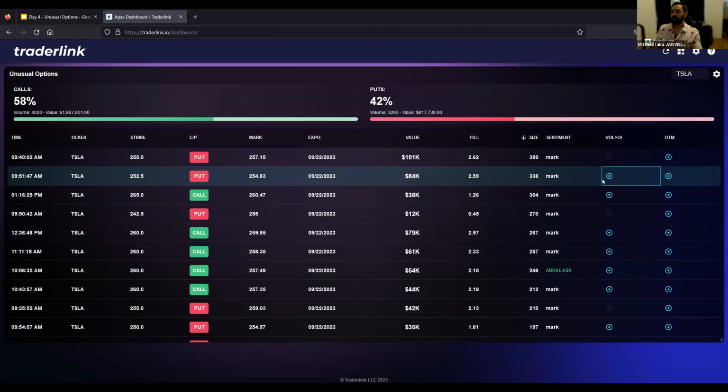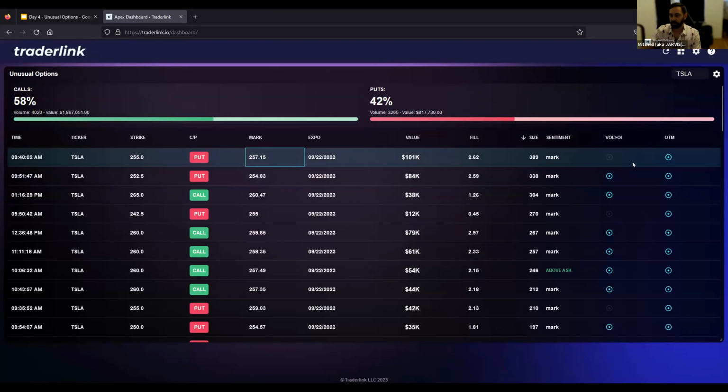There's no volume, nobody's moving these contracts around, which means that even if you get them, you also will probably not be able to move them around. And then out of the money or in the money. So in this case, we have Tesla 255 put. We are currently trading over that when this is purchased. That means that this is out of the money, right? So it would need to be higher than 257 to actually be in the money in this case.